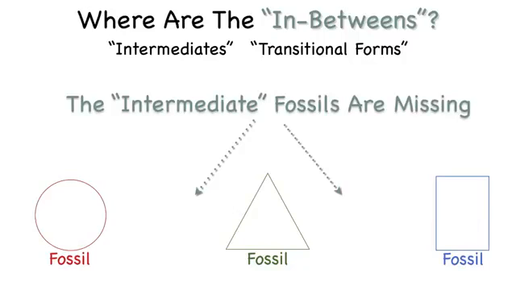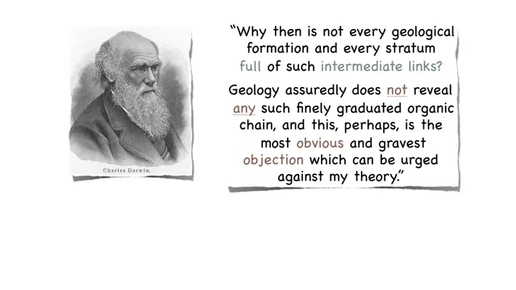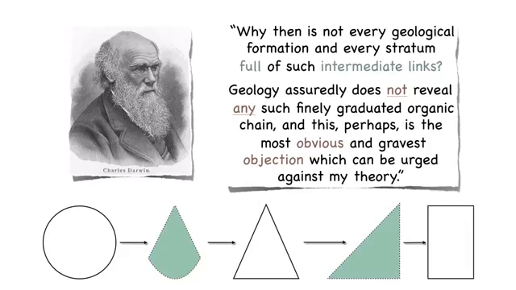Charles Darwin made a very interesting comment about these missing in-betweens, or what he called intermediate links. As he puts it, why then is not every geological formation and every stratum full of such intermediate links? These would be the green shapes there on the bottom. Geology assuredly does not reveal any finely graduated organic chain, and this perhaps is the most obvious and gravest objection which can be urged against my theory. Do you see the problem here with the fossil record? Even Charles Darwin himself saw the problem with the missing fossils, the missing intermediates, or what we've been calling the in-betweens.